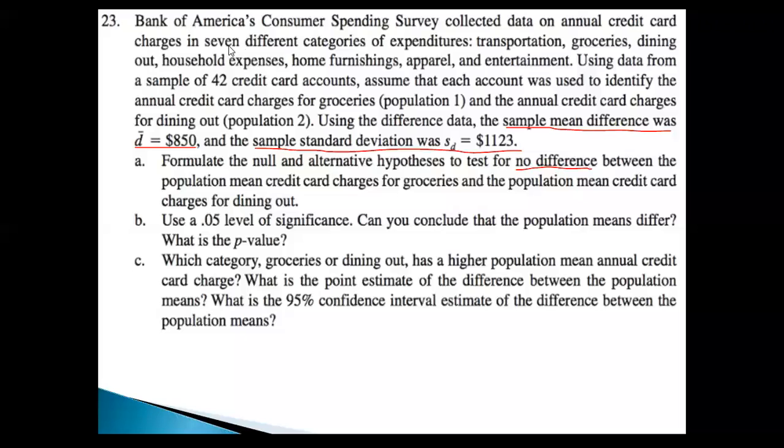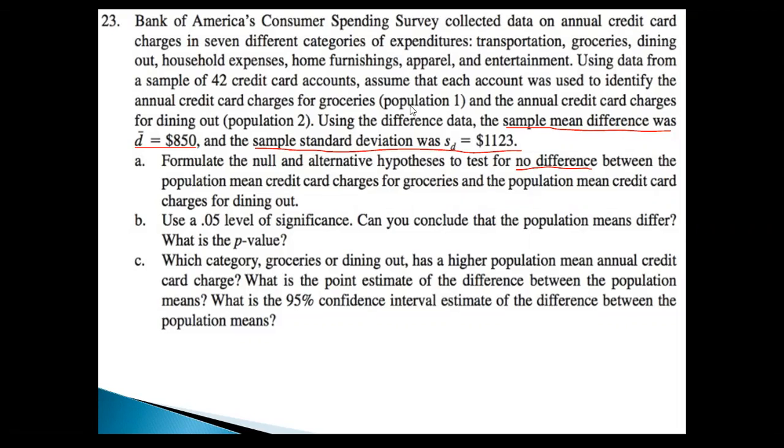All right, Bank of America's consumer spending survey collected data on annual credit card charges in 7 different categories of expenditures: transportation, groceries, dining out, household expenses, home furnishings, apparel, and entertainment. Using data from a sample of 42 credit card accounts, assume that each account was used to identify the annual credit card charges for groceries, which is going to be our population 1, and the annual credit card charges for dining out, which is population 2.